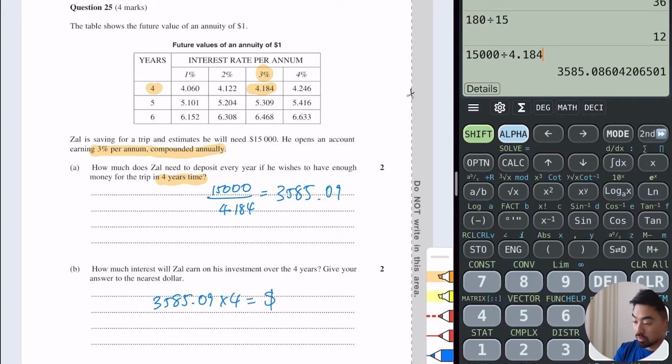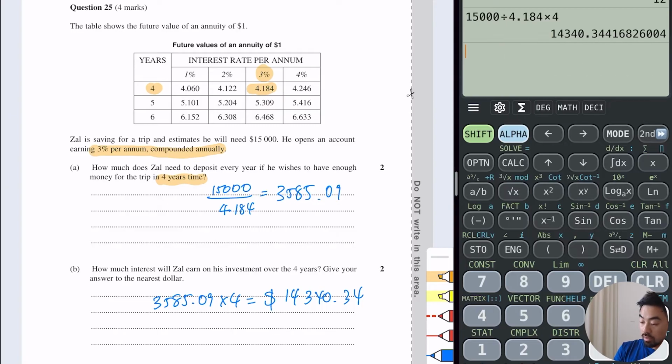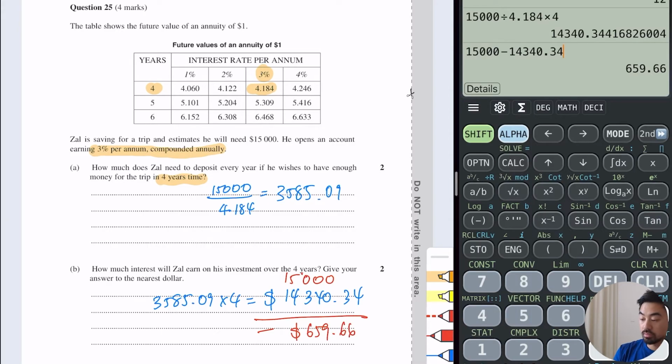So in total, what's he going to have? In total, he should have 14,340.34. So he's only depositing $14,340, but at the end, he's going to have 15,000. So that means the difference between that and 15,000 is going to be our interest. So 15,000 minus 14,340.34. So our interest is 659.66.